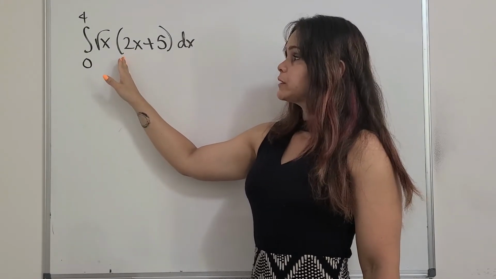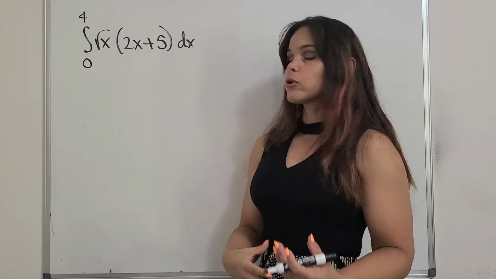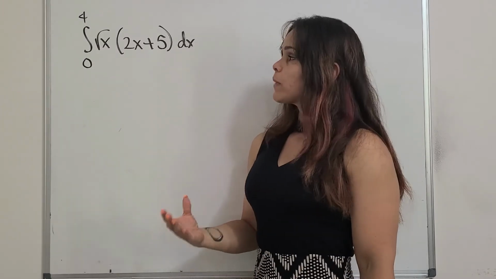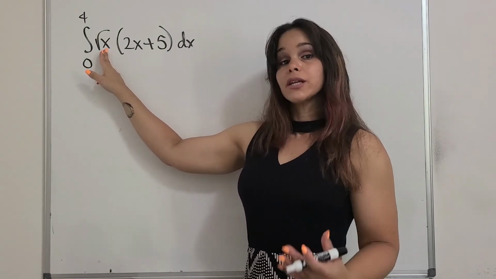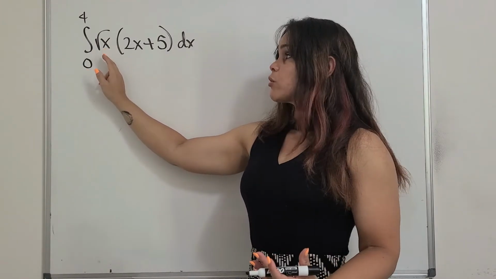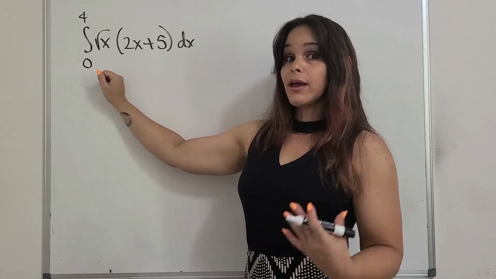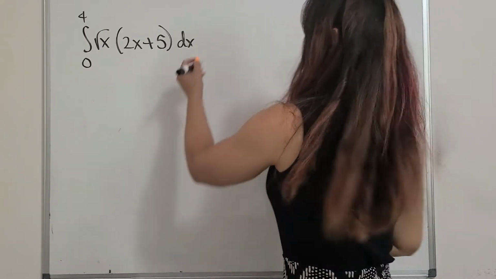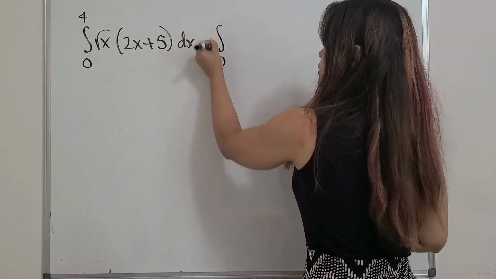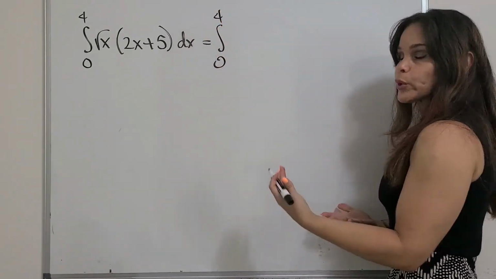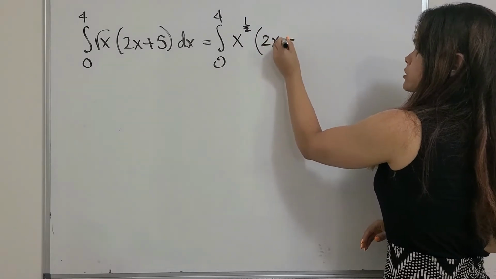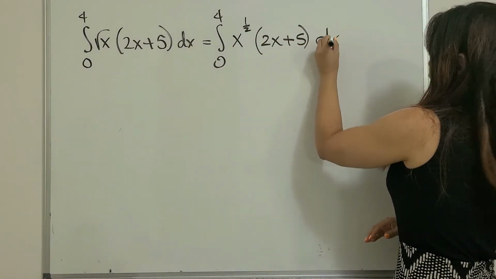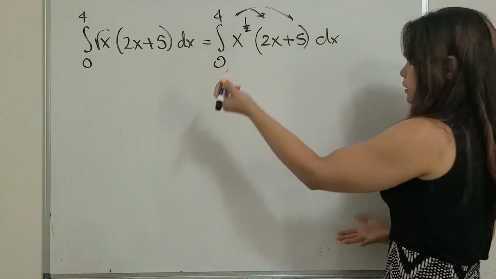Now, to proceed, we don't have a rule for the product directly, so my recommendation is that when we have a square root of x, we write it as an exponent expression. So square root of x is the same as saying x to the 1/2, okay? If I write it there, you're going to see that it's more comfortable to work with. So this is x to the power 1/2 times 2x plus 5, and then I just continue distributing and simplifying.